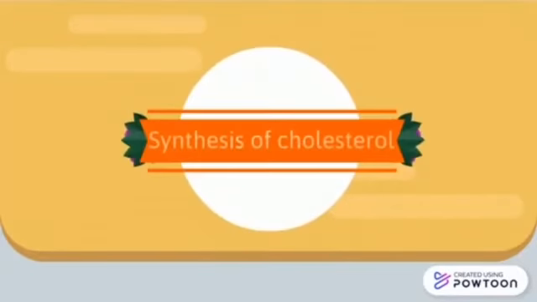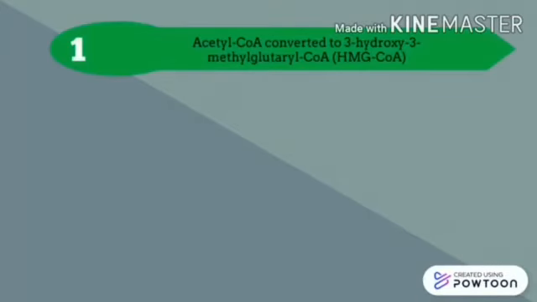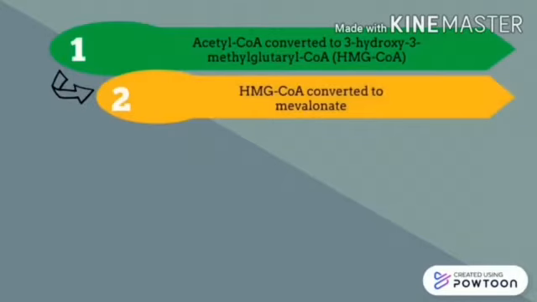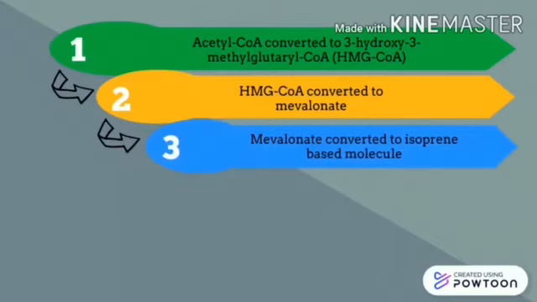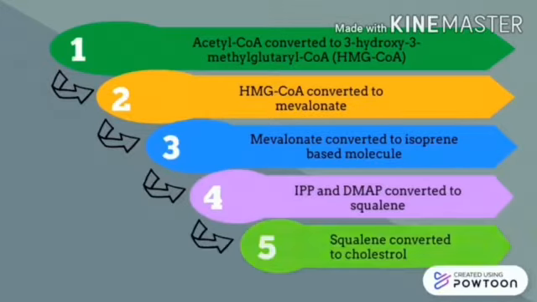Now, we are reaching the part where cholesterol is synthesized. There are 5 major steps in cholesterol synthesis. 1. AcetylCoA converted to HMGCoA. 2. HMGCoA to mevalonate. 3. Mevalonate to isoprene-based molecules. 4. IPP and DMAP to squalene. And 5. Squalene to cholesterol.